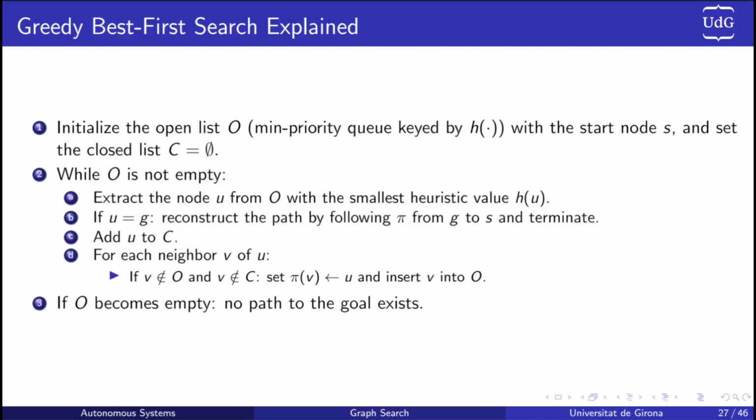Then we reconstruct the path. Well, if the node that we have taken is the goal, we are done. We just reconstruct the path and we return. Otherwise, we move this node that we have extracted from the open list to the closed list, and for each neighbor B of this node U, if it's not in the open list and neither in the closed list, we set that to reach this neighbor, we have to do it from U. We update the policy, the pi function, and we also insert the neighbor into the open list. And that's all. And we just repeat.